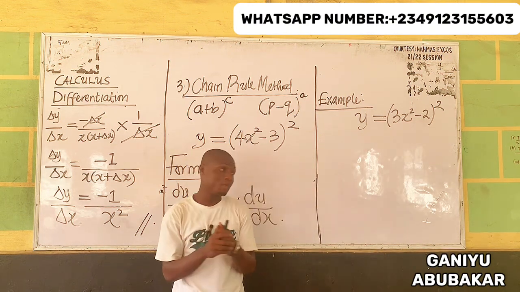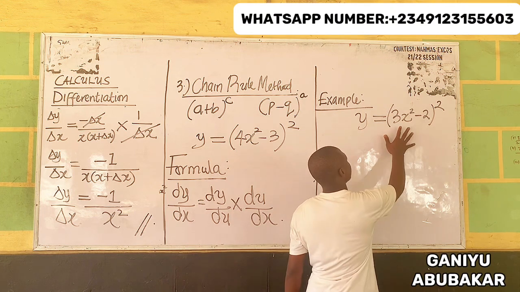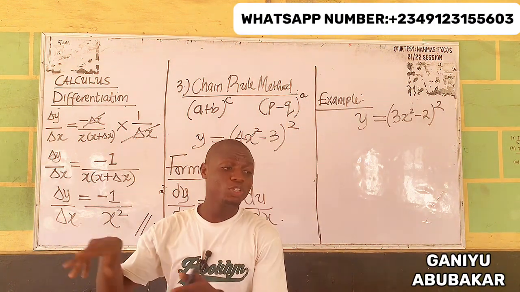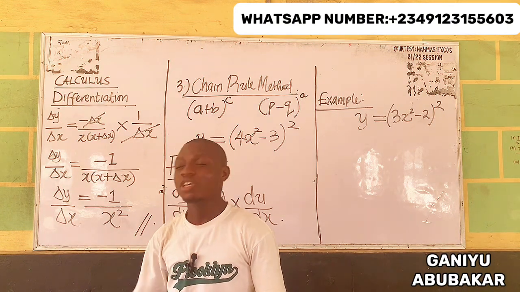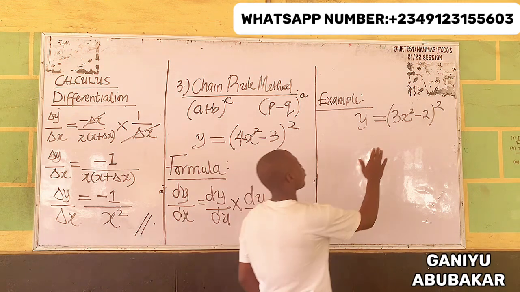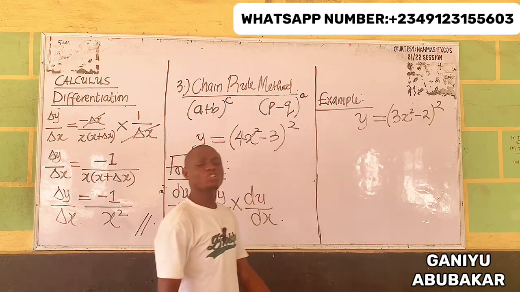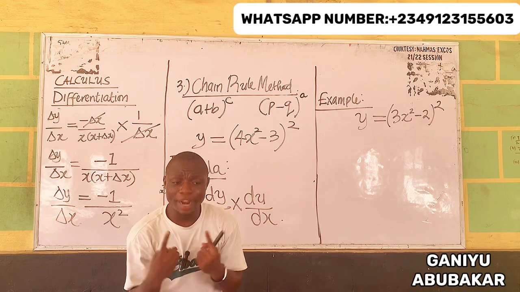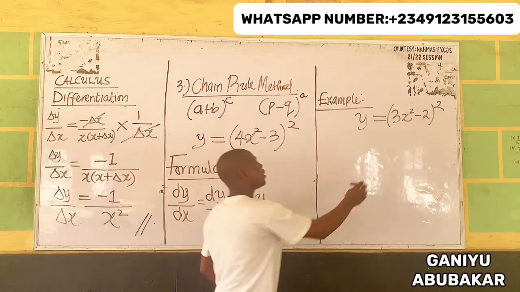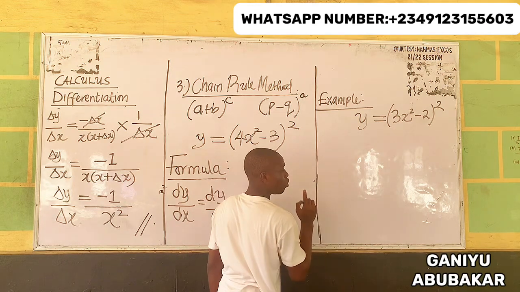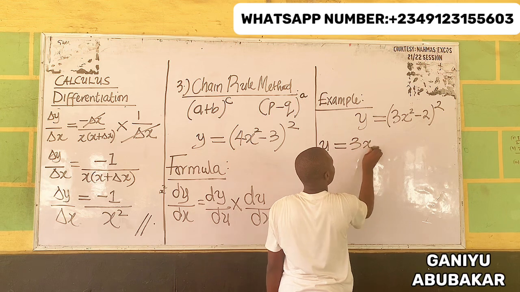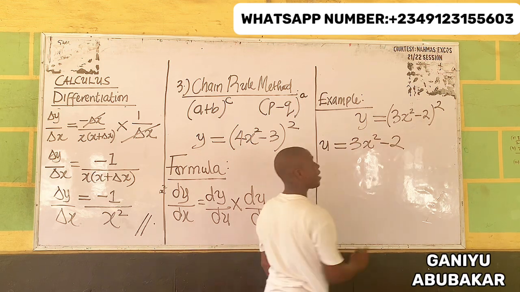Let's solve this, please. Now listen. I said there's a shortcut to this, but I'll show you the long procedure first before the shortcut. The shortcut, you'll be amazed. Now look up, please. When it comes to solving problems under chain rule, what's the first task? Call the term in bracket u. So u is equal to 3x squared minus 2.